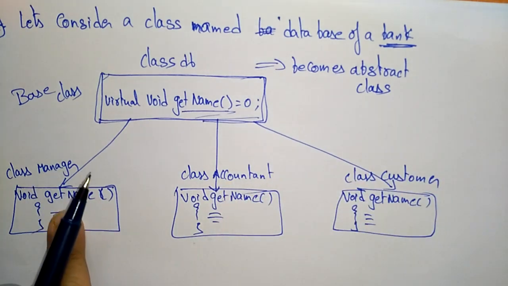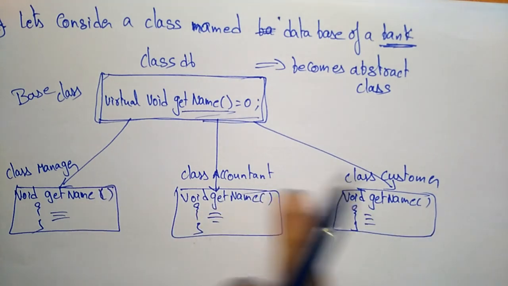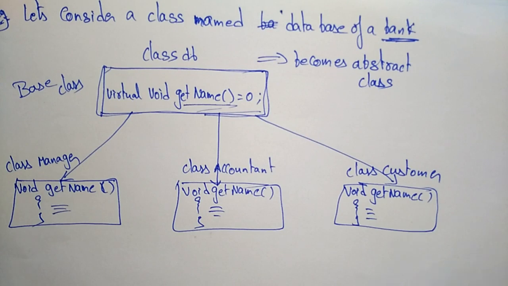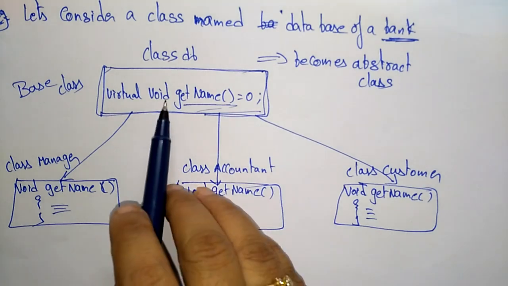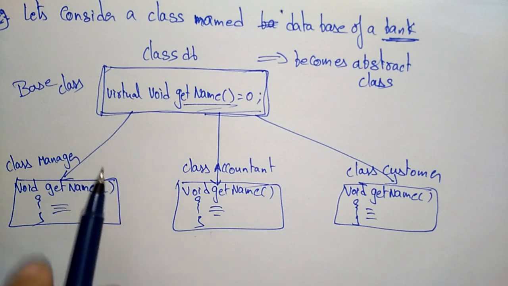Okay, in those particular derived classes, this function will have its own definition according to each derived class. Now we want to keep all common functions in the class database as pure virtual functions. Then why did we make getName pure virtual? Because everyone has a name. That's why we have kept it as pure virtual. Everyone has their name.